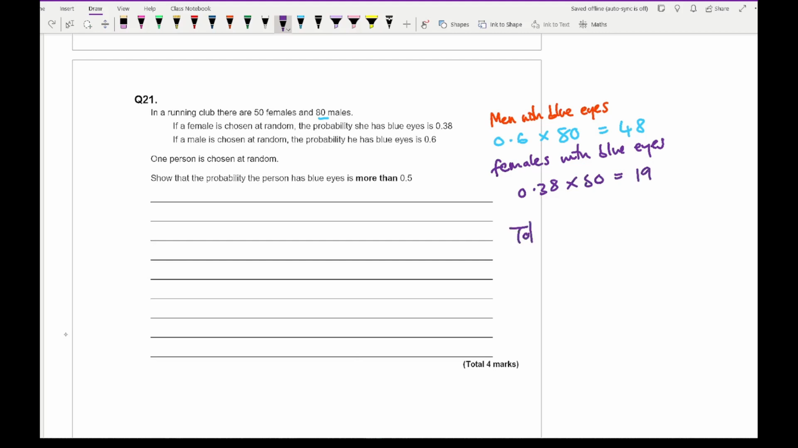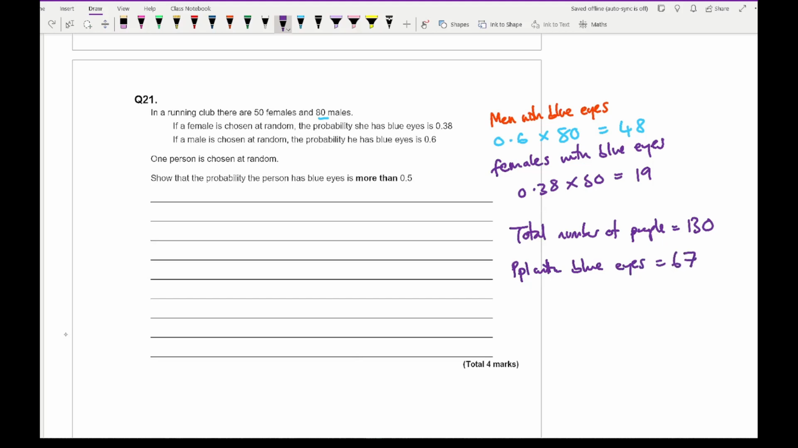Then the total number of people is going to be 80 plus 50, which is 130. Then those people with blue eyes is going to be 48 plus 19. So 48 plus 19 is 67.